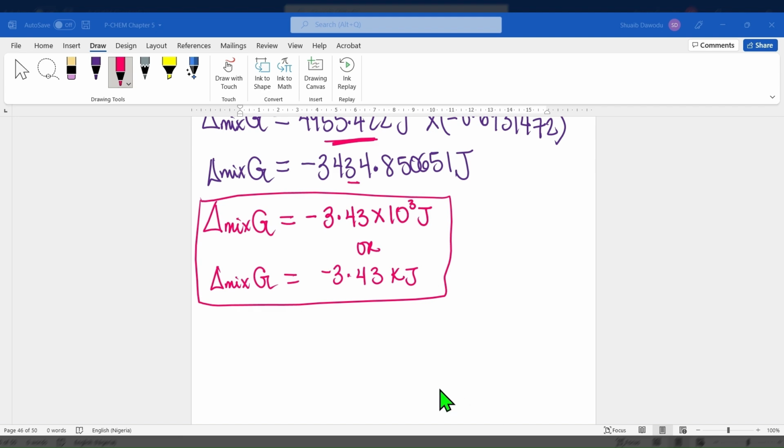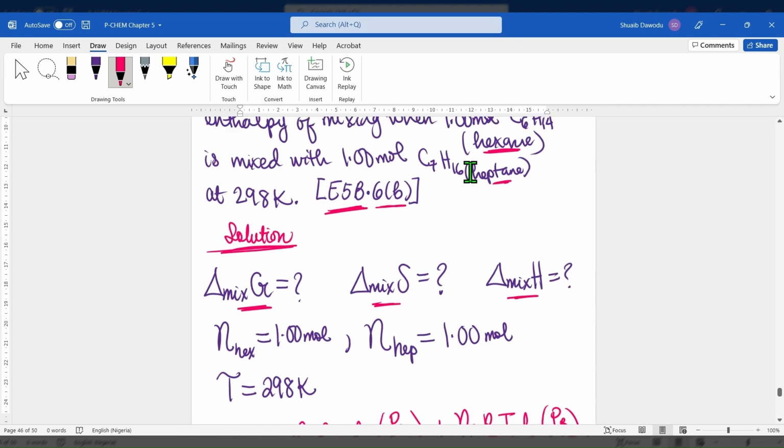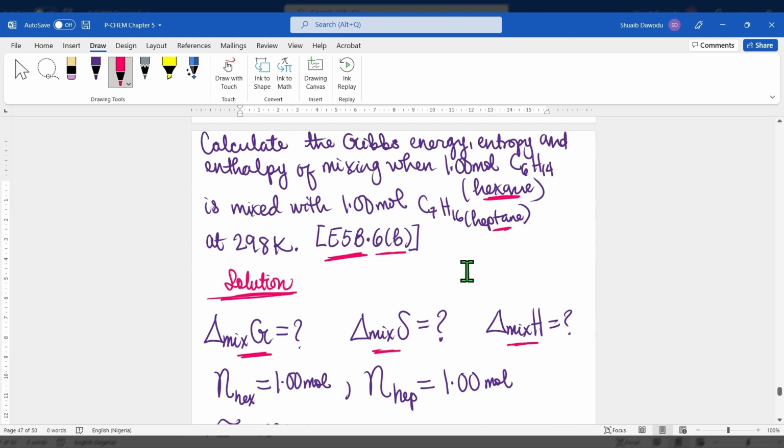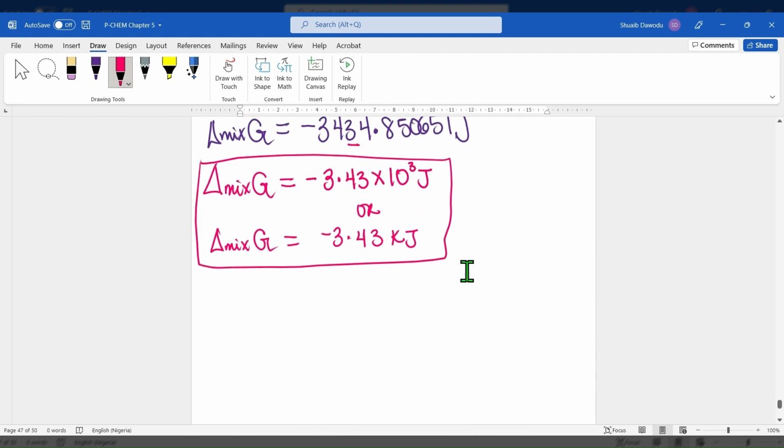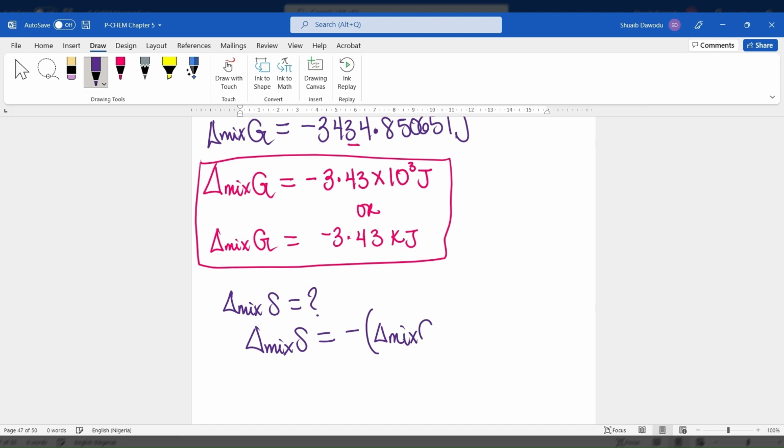So as you can see, the question asks us, if we go back to the top, we need to know the entropy of mixing as well. The entropy of mixing, which is what we're supposed to look for here, can actually be calculated from the Gibbs energy of mixing. So that would simply be negative, open bracket, the Gibbs energy of mixing, answer divided by temperature. So that is just it.